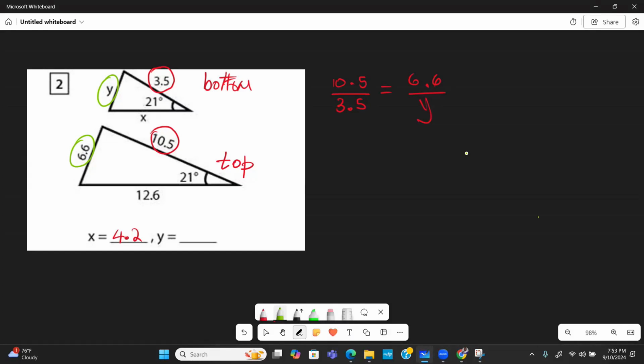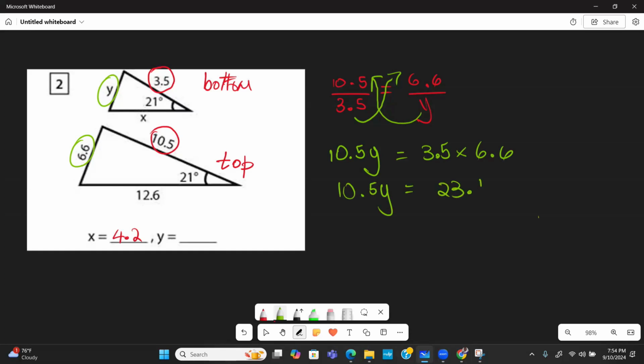So now I'm going to cross multiply. 3.5 times 6.6 is equal to 10.5 times y. So let's write it down. 10.5 times y is 10.5y, and 3.5 is multiplied by 6.6. Let's see what we have. 10.5y is equal to 23.1.